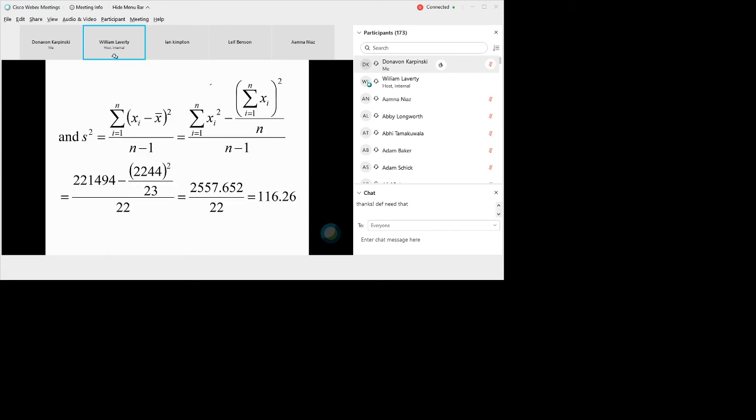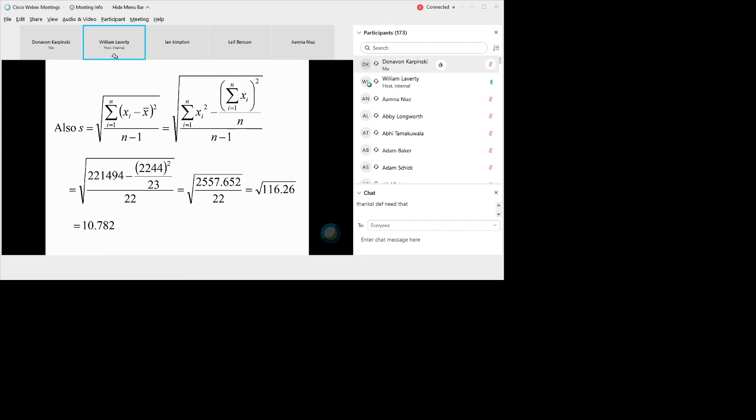To get the variance, I divide by n minus 1. N is 23, n minus 1 is 22. To get the standard deviation, I take the square root of s squared, 10.782.